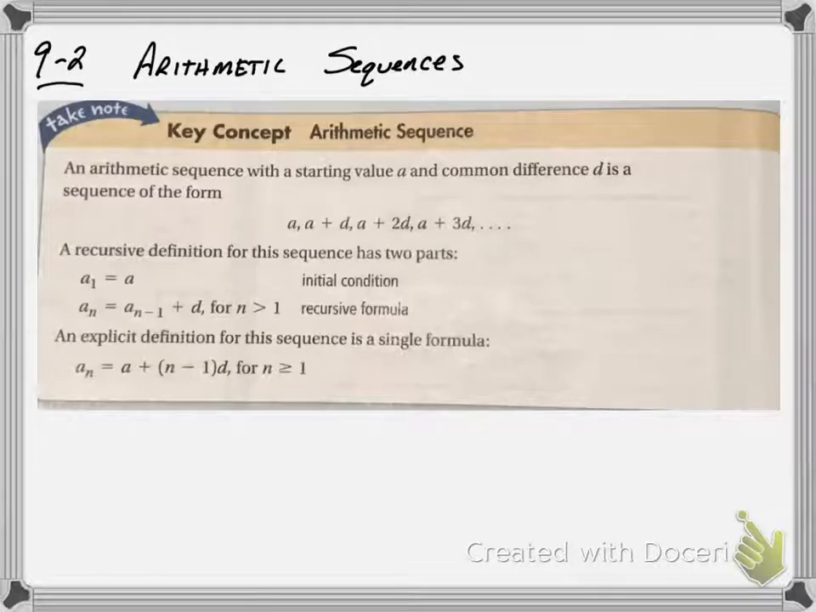9.2 is about arithmetic sequences. Again, an arithmetic sequence with a starting value a and a common difference d is a sequence formed of a, a plus d, a plus 2d, and so on and so forth. So again, the explicit definition, just like we talked about yesterday, is a sub n equals a plus n minus 1 times d, where d is that common difference.